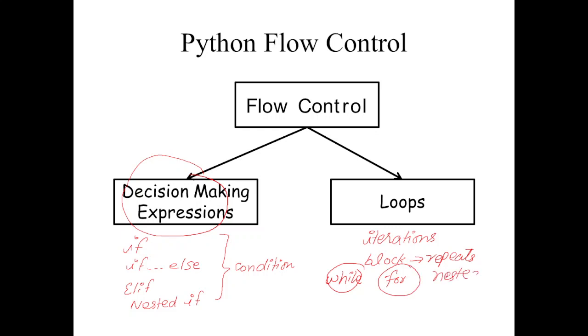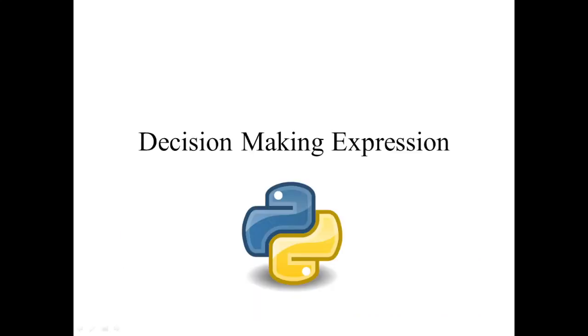In addition to these loops, we use two types of statements inside loops, and these statements are the break statement and the continue statement, which are used to halt the current iteration or the whole iterations of the loop. So we use decision making expressions and loops to control the flow of our program.